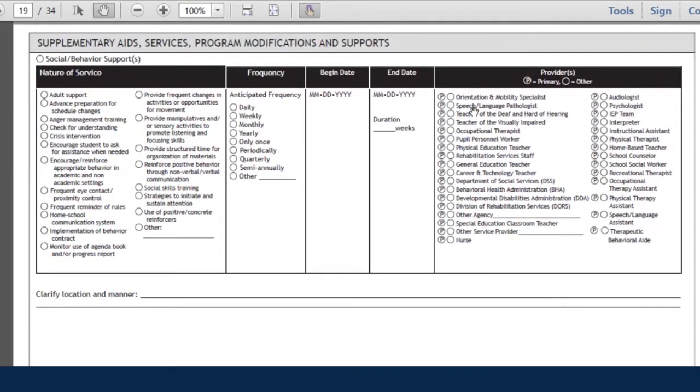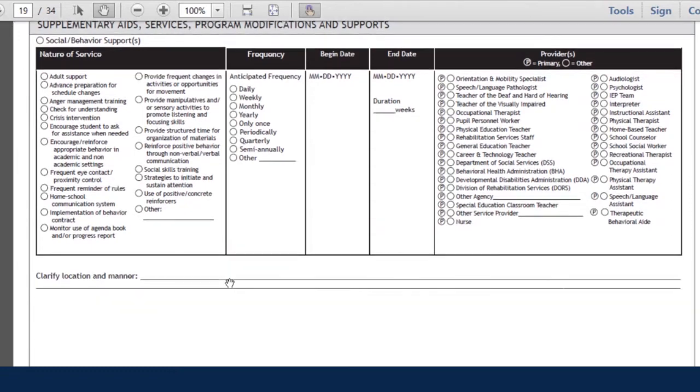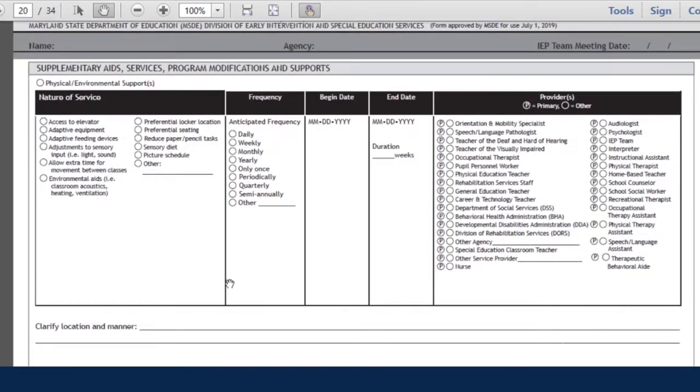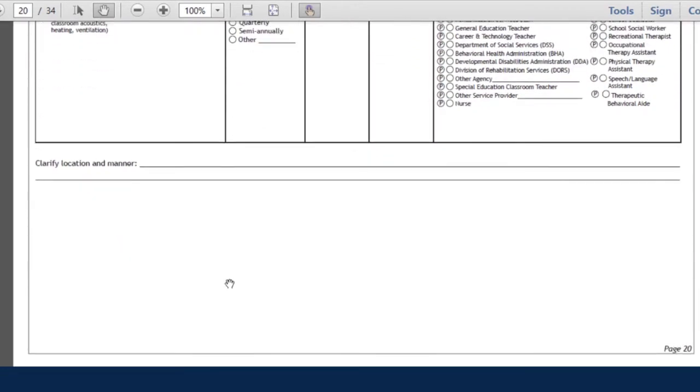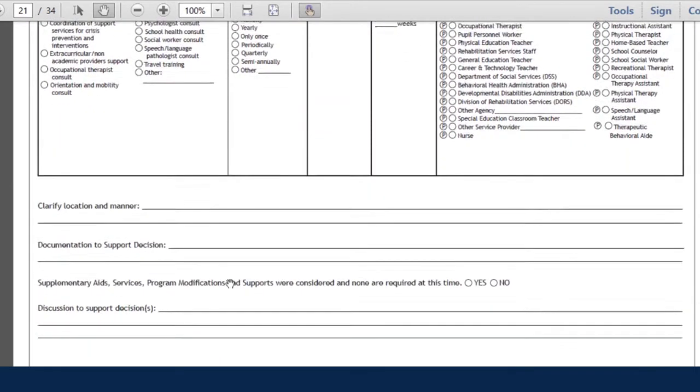So you can read through the nature of the service, the frequency, beginning, ending, and providers, and you can have input on what services you believe your child would benefit from. Again, you have to use your advocacy skills and know that you have the right to request it. You have to be able to support the need or the reason that you're asking for those services. So that gets us through that section.